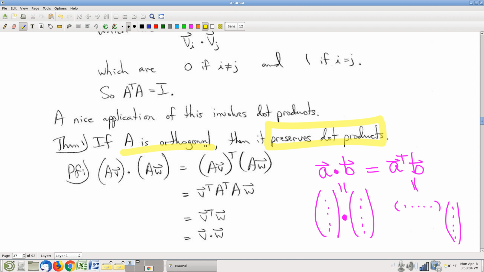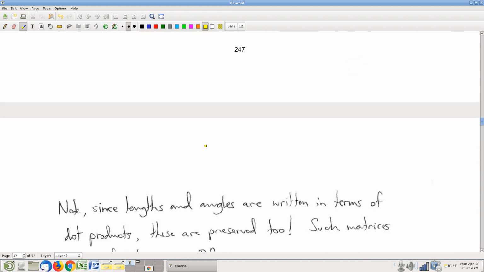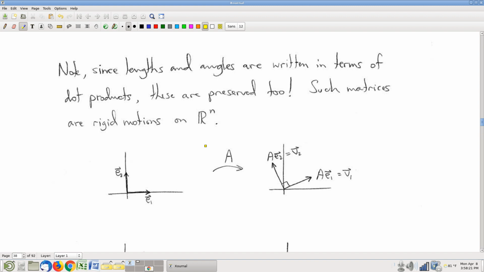Let's look at this angle right there. Right? This angle out of the crook of my fingers. That angle, because it's rigid, it's not changing. Right? So orthogonal matrices have a very, very simple geometric interpretation. Orthogonal matrices are rigid motions on Rn. How are we doing?